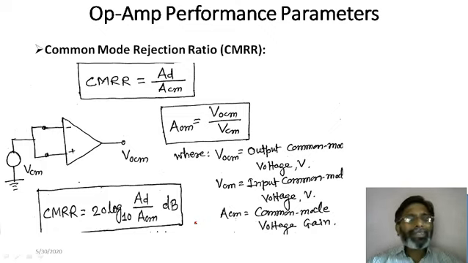Then the next parameter is common mode rejection ratio, abbreviated as CMRR. It is a very important parameter, and it indicates the ability of the op amp to reject common mode signal. Now see, why is this common mode signal to be rejected? Because in most electronic circuits, when we are sending information from one location to another location, it gets interfered by noise.